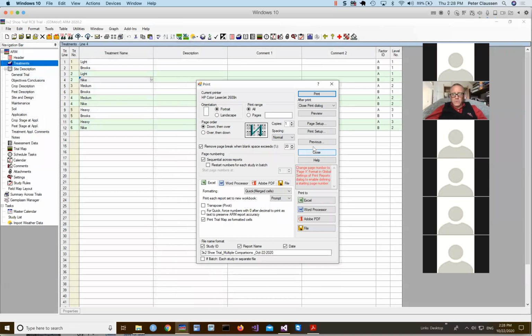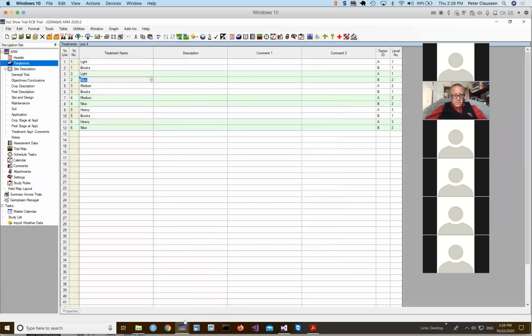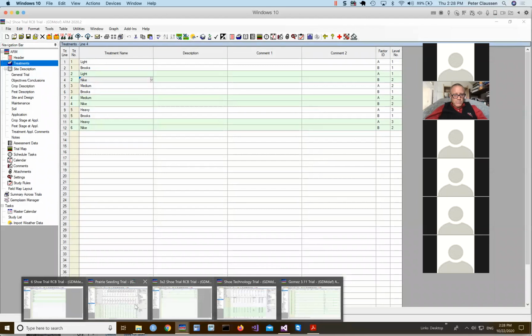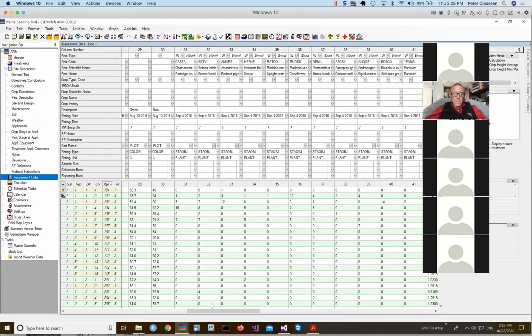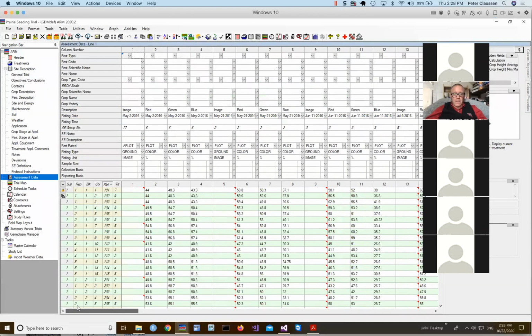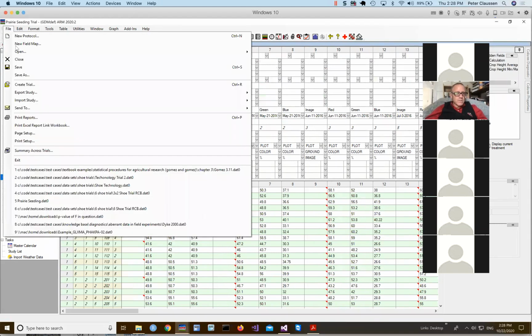So let's go to prairie seeding trial. Now this has a lot of data. We're not going to analyze all of them. I'm going to go ahead and start the analysis.